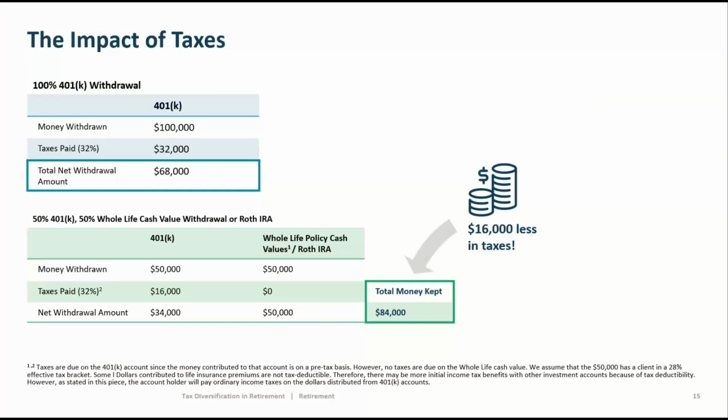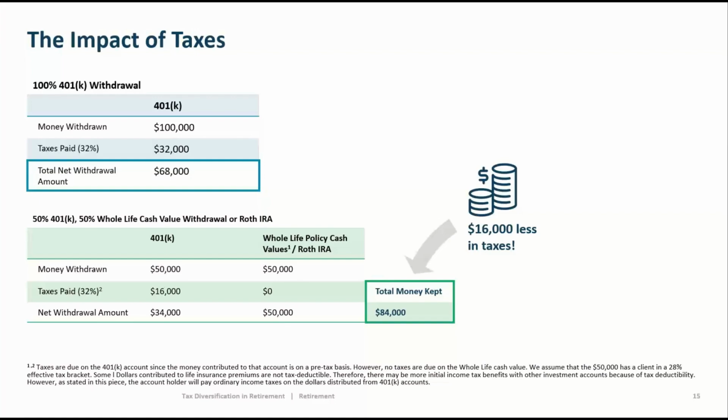So again, tax diversification means that your money is in different types of accounts. This strategy gives you flexibility and choice in determining how you're going to be taxed in retirement. Let me give you an example of how this might play out. Let's say that one client is going to take out $100,000 from their 401k, and they're after age 59 and a half, so they don't have to worry about any penalties. What would the tax impact be?